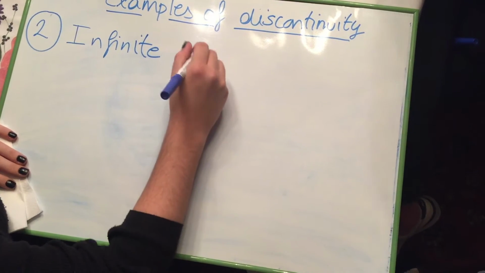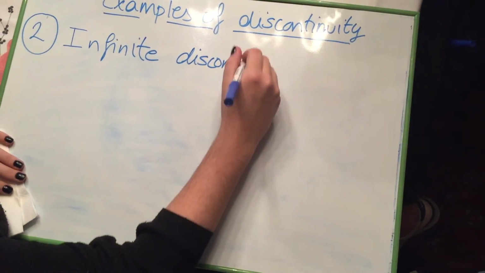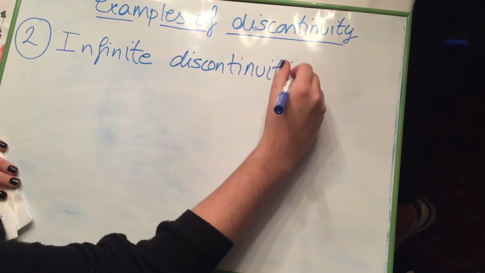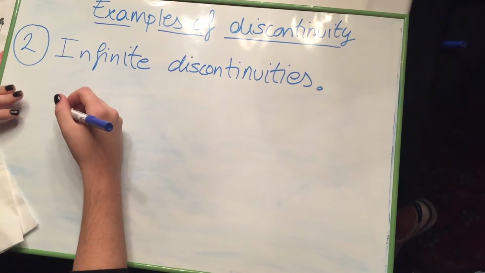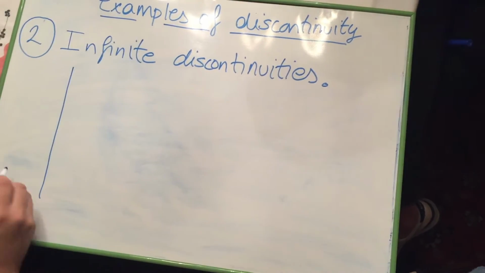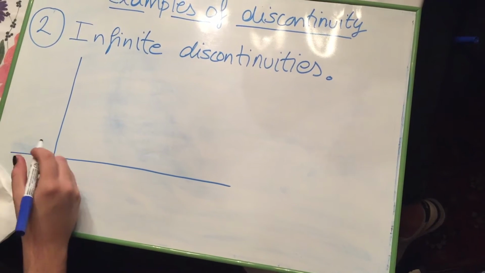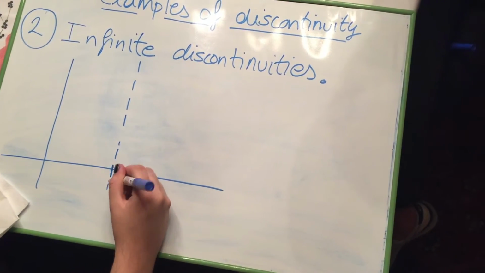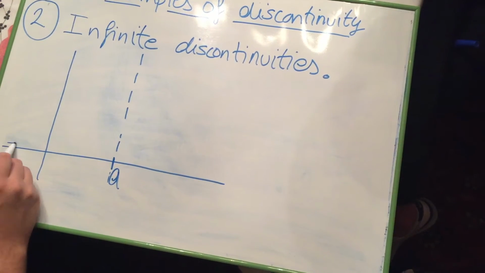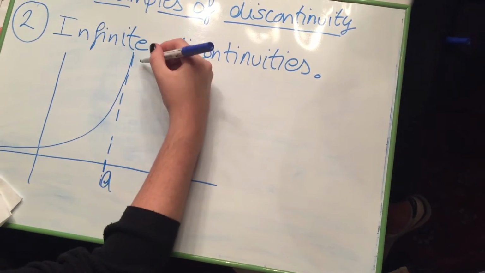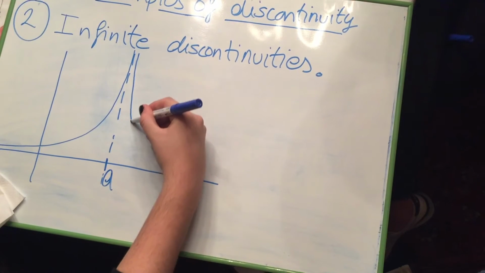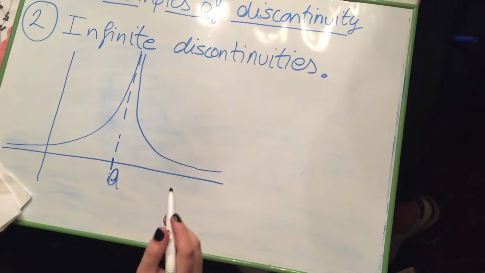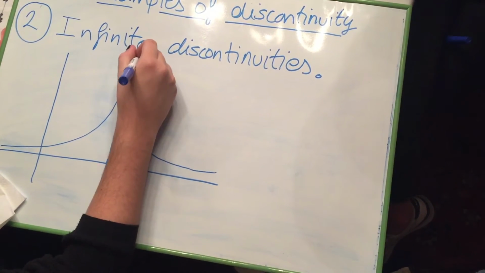The graph below shows a function that is discontinuous at x equals a. The arrows on the function indicate it will grow infinitely large as x approaches a. Since the function doesn't approach a particular finite value, the limit does not exist. This is an infinite discontinuity.